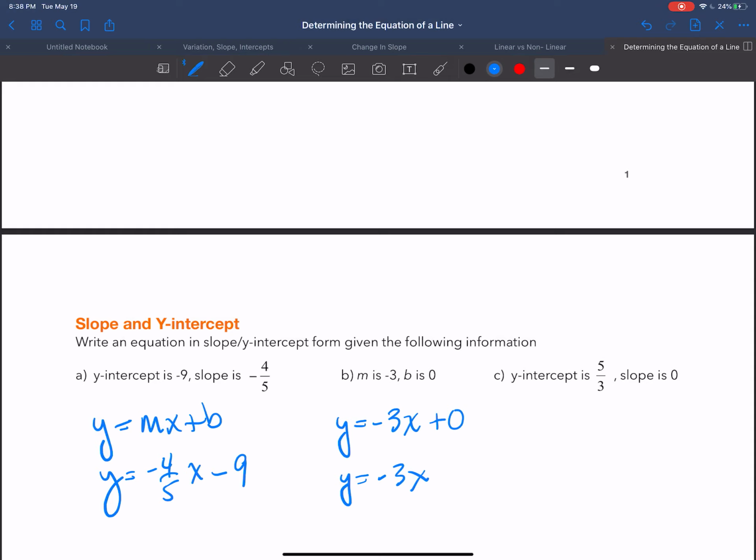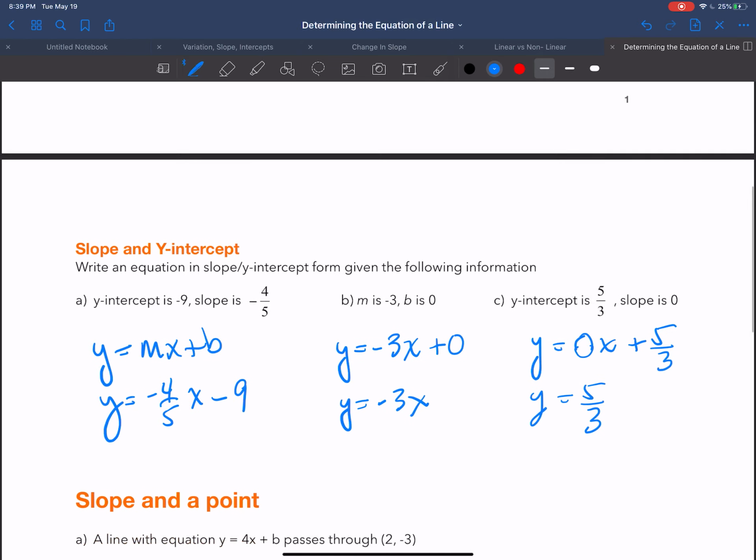Now in c, if the y-intercept is 5 over 3, but the slope is 0, now if I put 0 for m, 0 times x plus the y-intercept 5 over 3, well, 0 times x is 0. So it's gone. It's not really there. I don't have a slope. So it's a horizontal line that goes through 5 over 3. Okay, so if I have the slope and I have the y-intercept, then I just plug it in for m and b in y equals mx plus b.